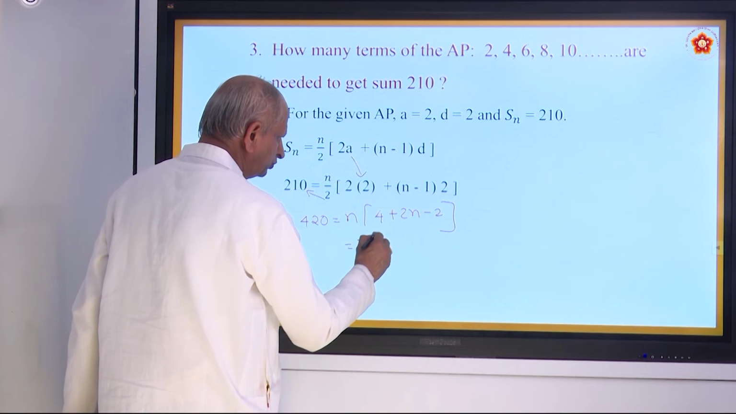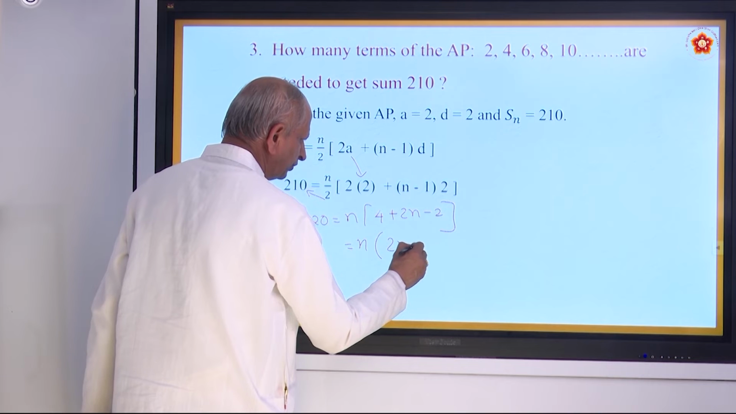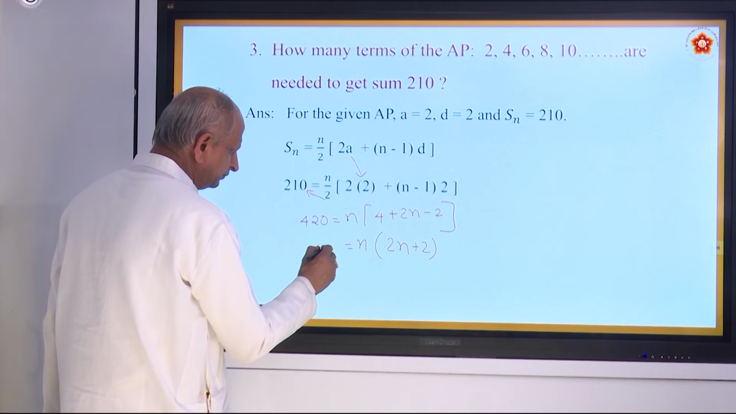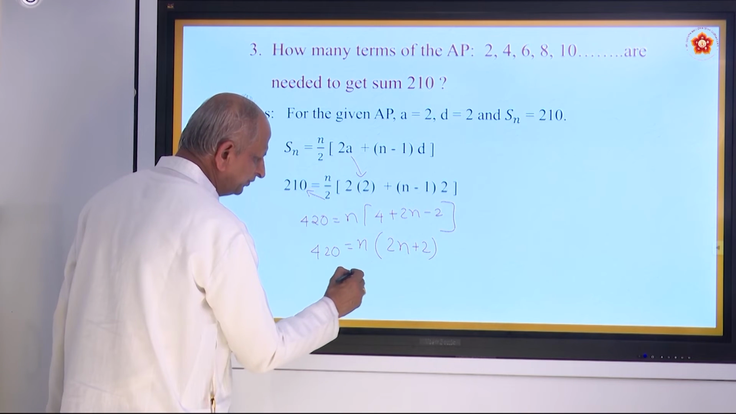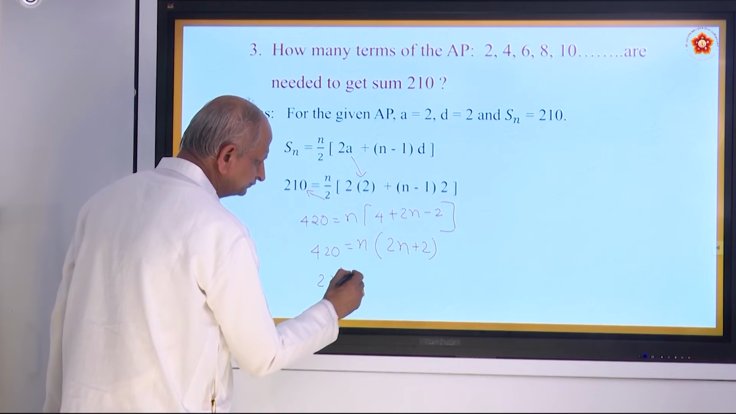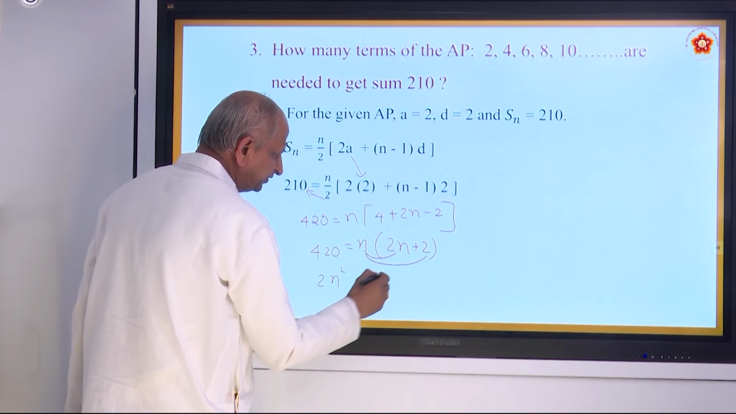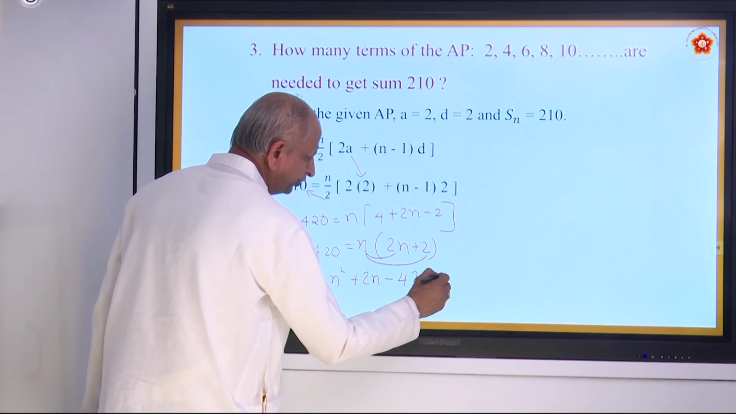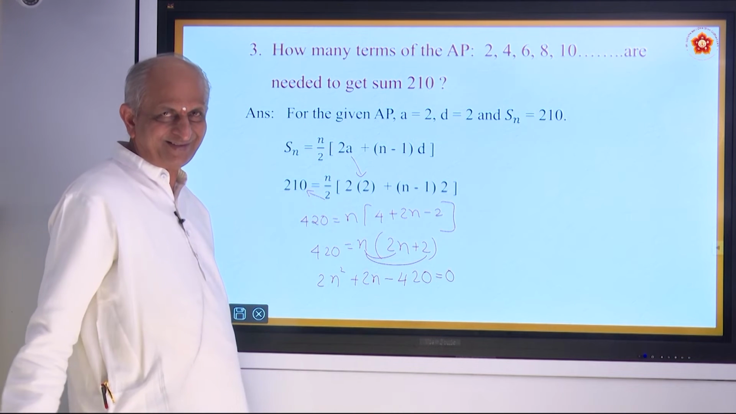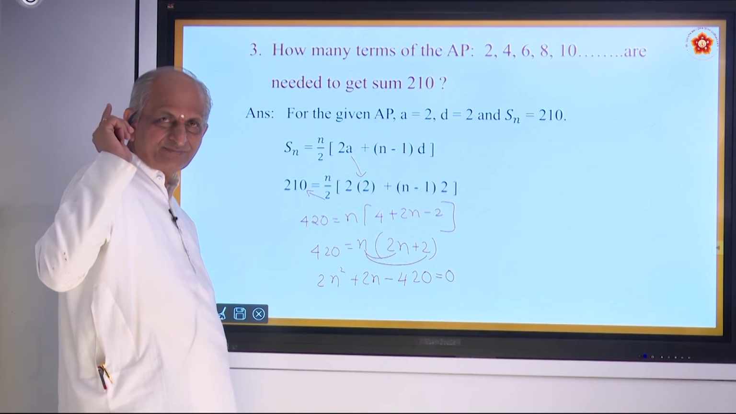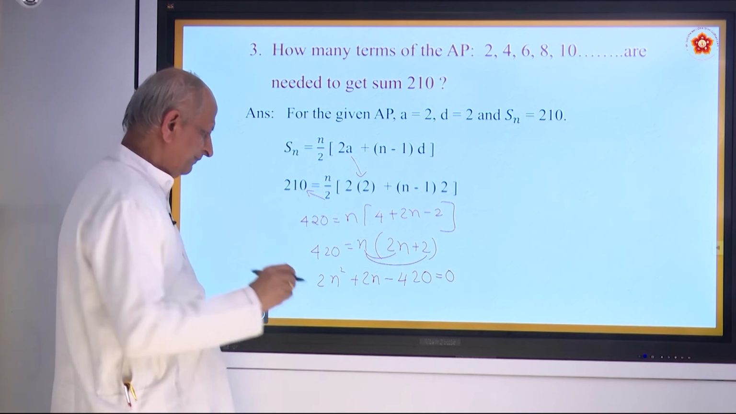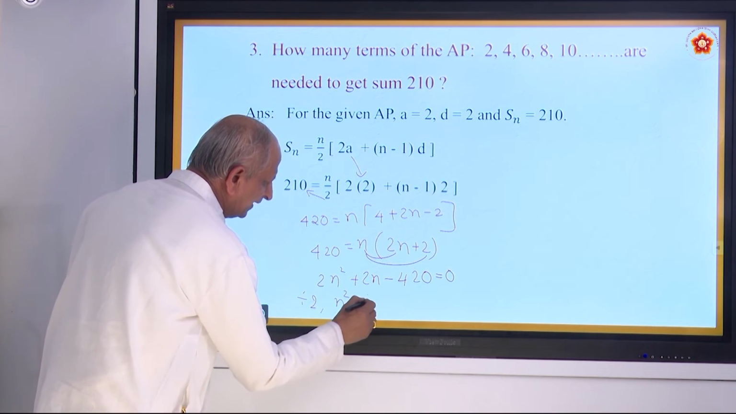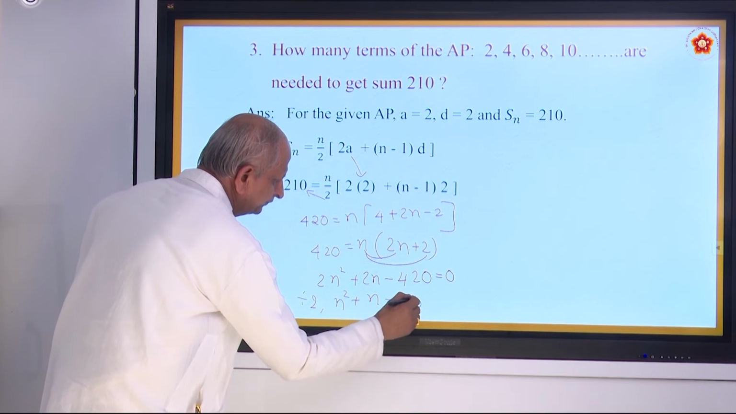So n into 2n plus 2, correct? 4 minus 2 is equal to 420. n into n, 2n becomes 2n square, is it not? Plus 2n minus 420 is equal to 0. It is a quadratic equation, an equation having one unknown of second degree. So divide throughout by 2, you get n squared plus n minus 210 is equal to 0.